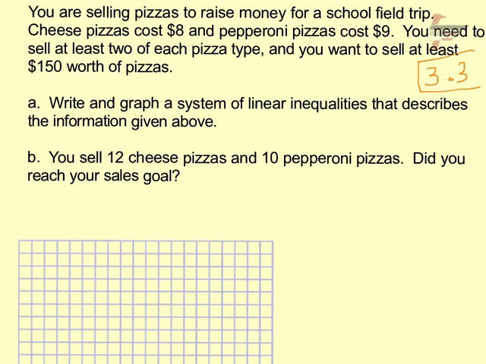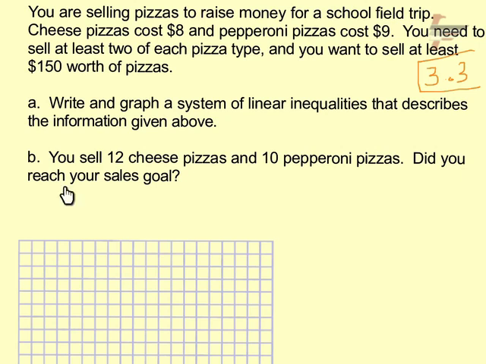You're selling pizzas to raise money for a school field trip. Cheese pizzas cost $8 and pepperoni pizzas cost $9. You need to sell at least 2 of each type of pizza, and you want to sell at least $150 worth of pizzas. Part A says, write and graph a system of linear inequalities that describes the information given above. And part B says, you sell 12 cheese pizzas and 10 pepperoni pizzas. Did you reach your sales goal?